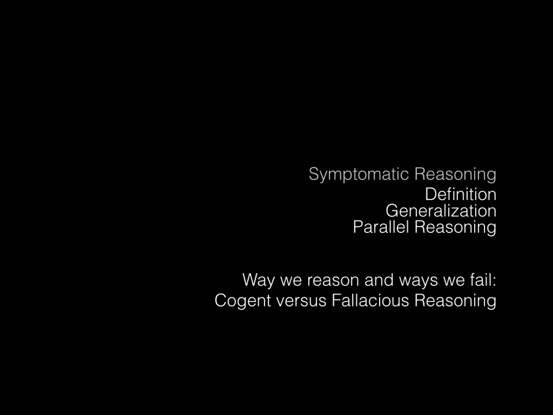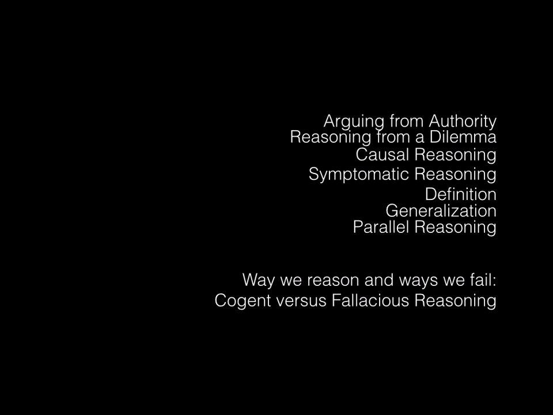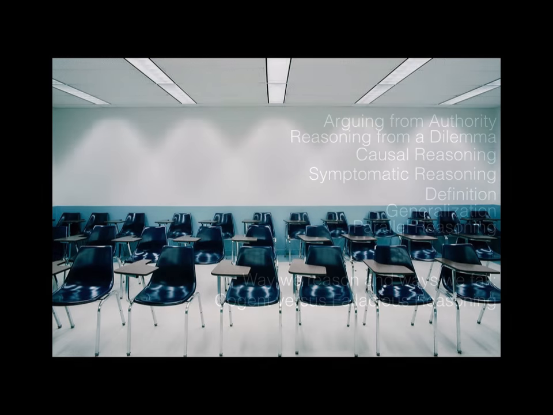So there are a number of different types of reasoning that can be both cogent and fallacious, and we're going to talk about these over the course of the next few minutes. The first one is parallel reasoning, and then we'll get into reasoning through generalization, reasoning through definition, symptomatic reasoning, causal reasoning, reasoning from a dilemma, and lastly, arguing from authority, my least favorite one.